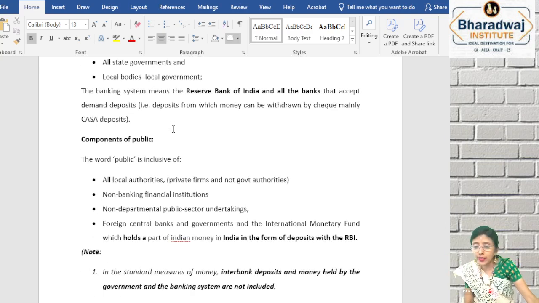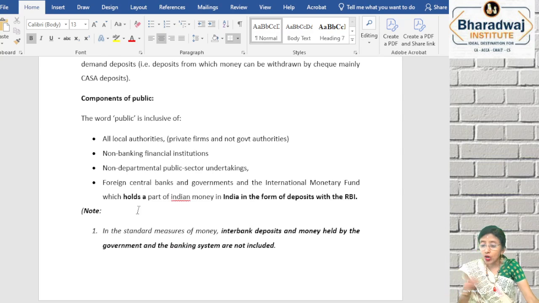And here you find that under the word components of money, when we say money, what are the agencies that can be introduced? Private firms, non-banking financial institutions, non-departmental public sector undertakings. I told you that there are some public sector undertakings which are working on a private sector model. They will have a separate MD. They will have a hierarchy, a corporate hierarchy. They come under non-departmental public sector undertakings. Remember that point. Foreign central banks, governments, foreign governments, IMF, all these are coming.